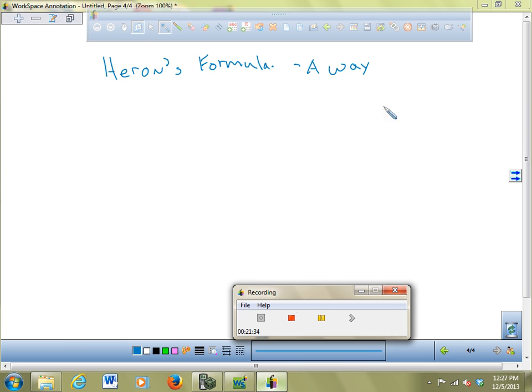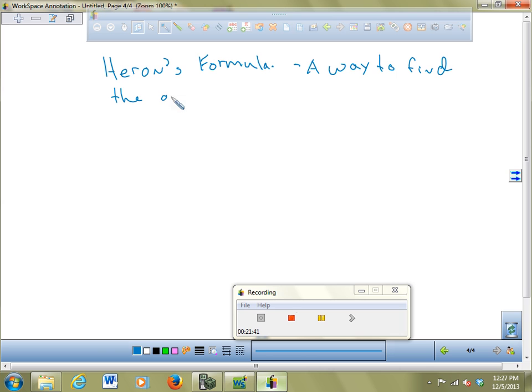Why? To find areas, to find the area of any triangle, any oblique triangle, given three sides. And it just looks like this.